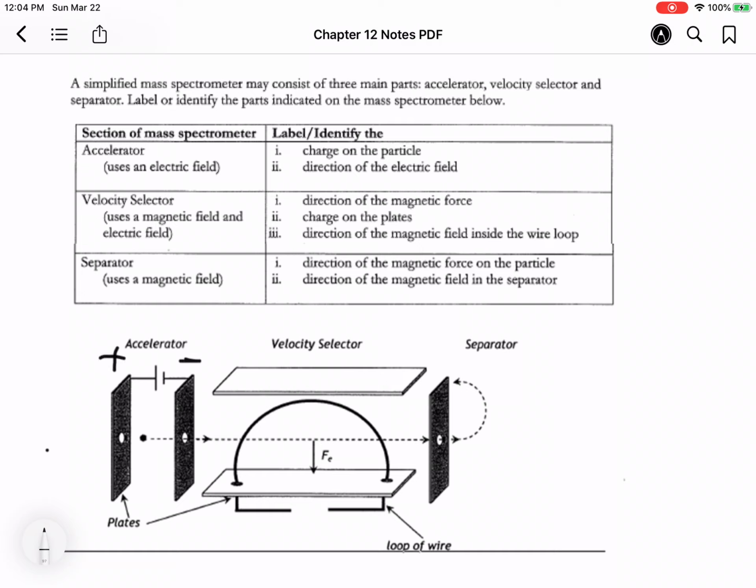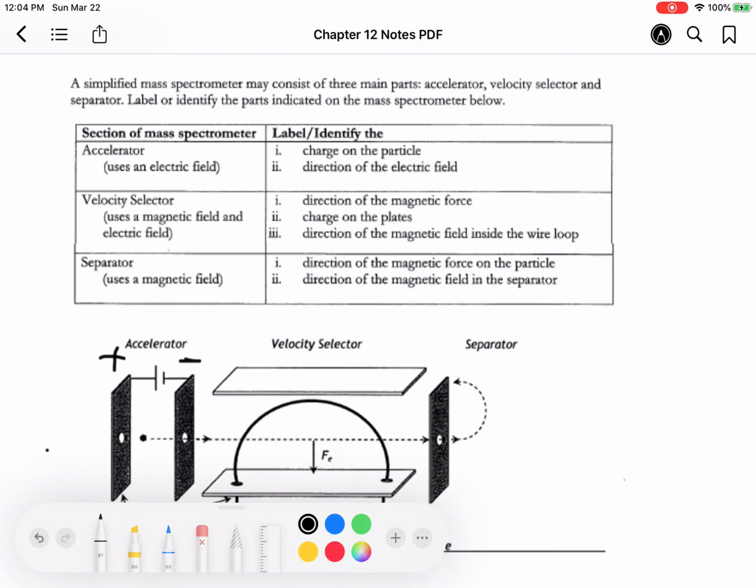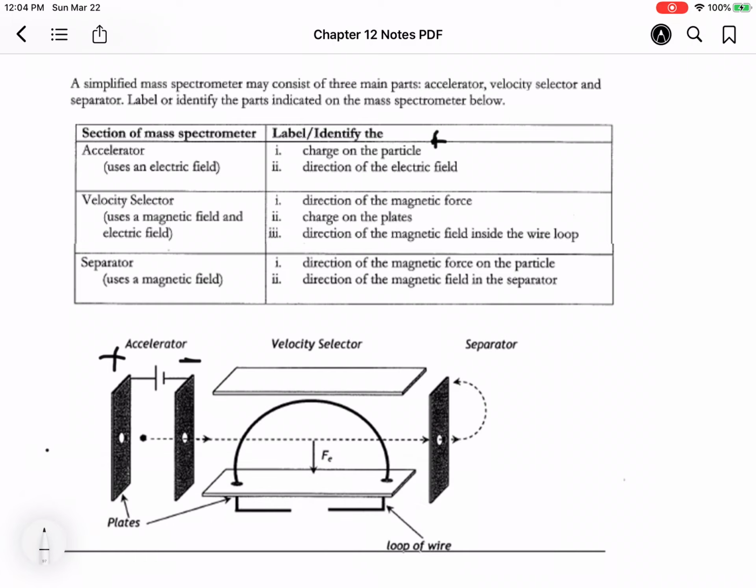So what is the charge on the particles? Well, if it's accelerating, the particle must be positive. So then what's the direction of the electric field? The electric field is going to be to the right. All right, so that's the accelerator. It's going to speed them up.